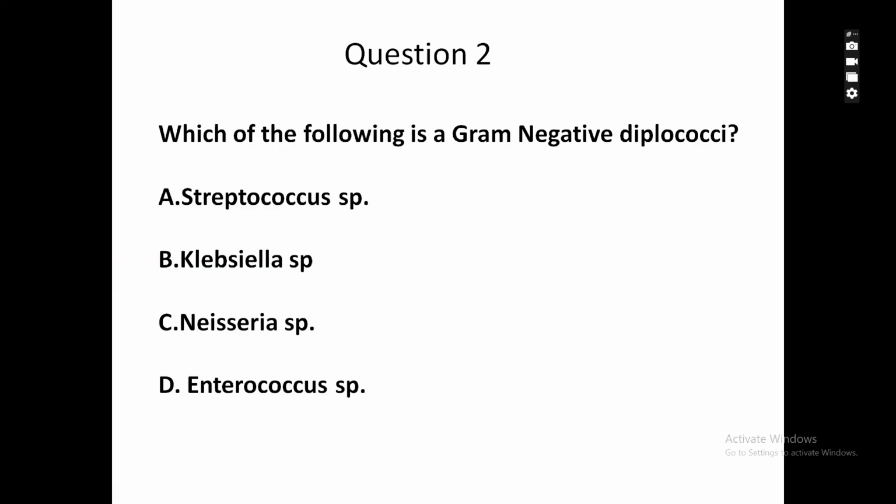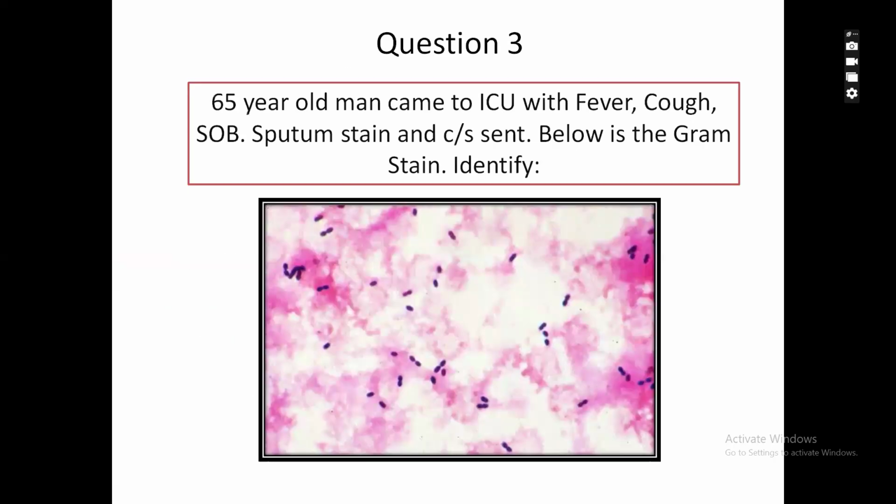Coming to question number 2, which of the following is a gram-negative diplococci? So the important point is it's gram-negative, but it's a cocci. Normally we say gram-negative bacilli. So this is a gram-negative diplococci causing meningitis. The gram-negative here is B and C, among which B is the bacilli and C is the cocci, and it's a diplococci. So you can get a question on meningitis showing that the gram stain is showing diplococci. So the gram-negative diplococci answer is Neisseria. You have to memorize or remember for your exam purpose.